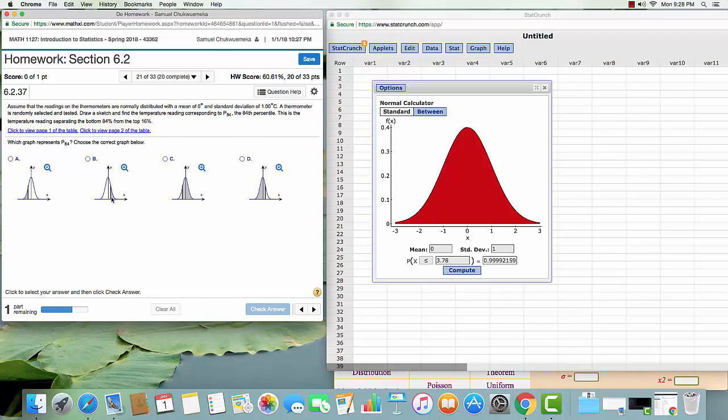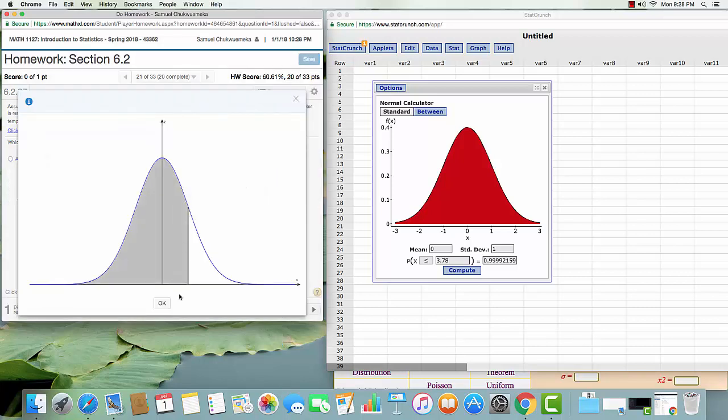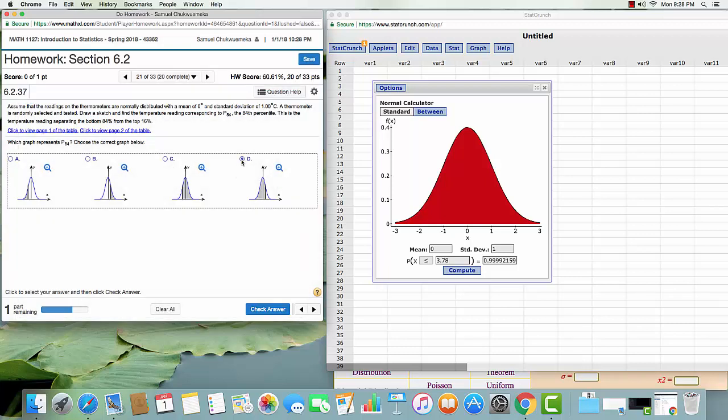So we have to shade from the left. Okay, in this case, the 84th percentile. So this is not it, and this is not it either. This looks like the upper 84% now, because this is more than 50%. Remember, half of it is 50%. So this looks more like it. Okay, if you expand it, it looks more like it. So I'm going to take option D.